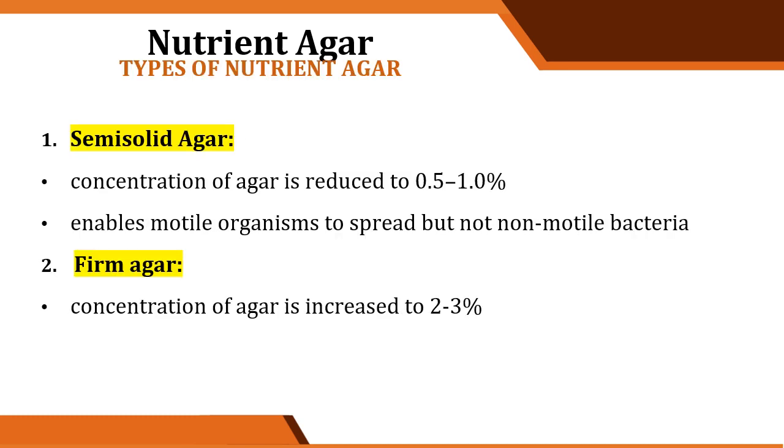So, we have different types of nutrient agar. Number 1, semi-solid. The concentration of agar is around 0.5 to 1%. This enables motile organisms to spread but not non-motile bacteria. Next is firm agar. The concentration of agar is 2 to 3%.